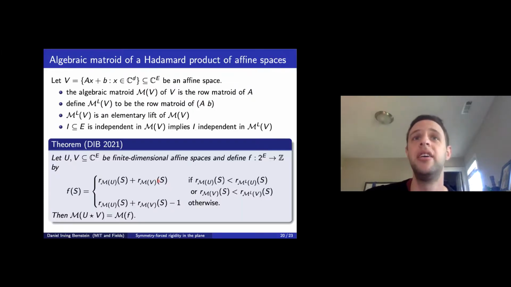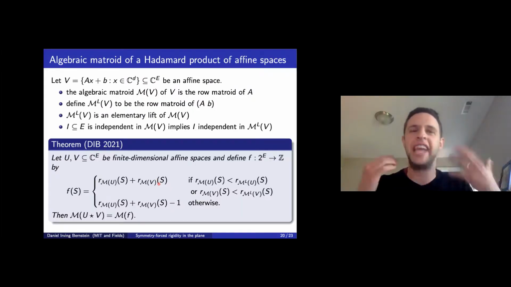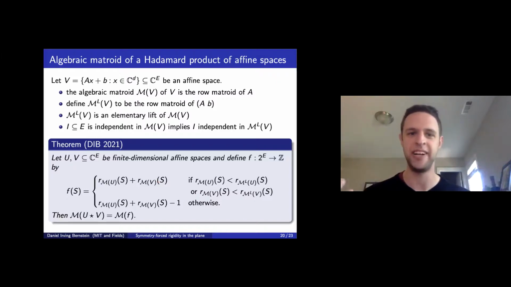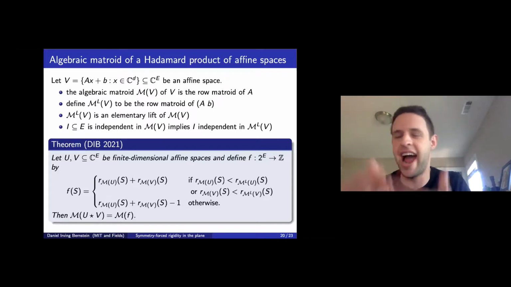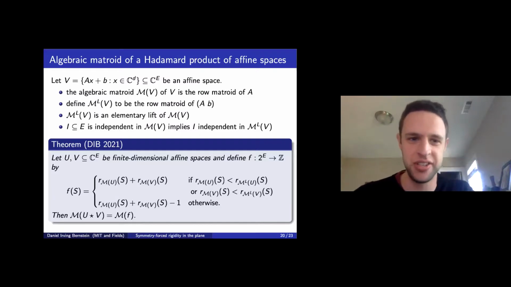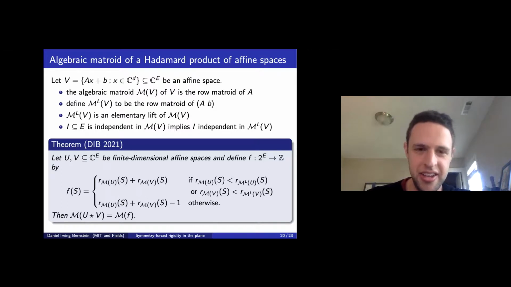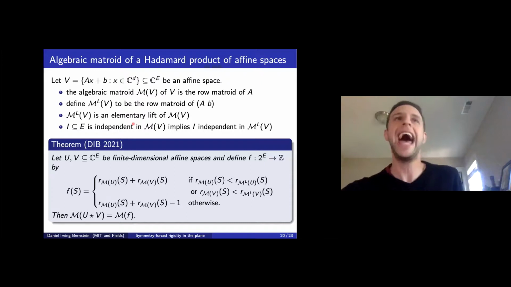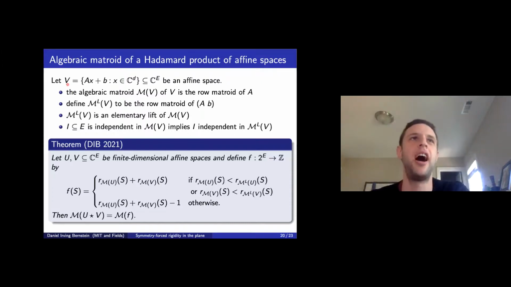But anyway, okay, so this motivates that I need to understand what the Hadamard product of two affine spaces looks like. And then once I do this, I have a way to understand rigidity of symmetry-forced rigid things, provided my group doesn't have reflections and I'm in the plane. And so here's that. I'm going to think of an affine space as parameterized as just the column span of a matrix A plus some vector B.